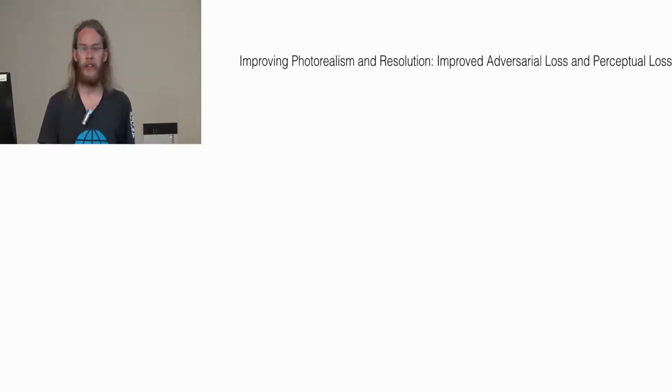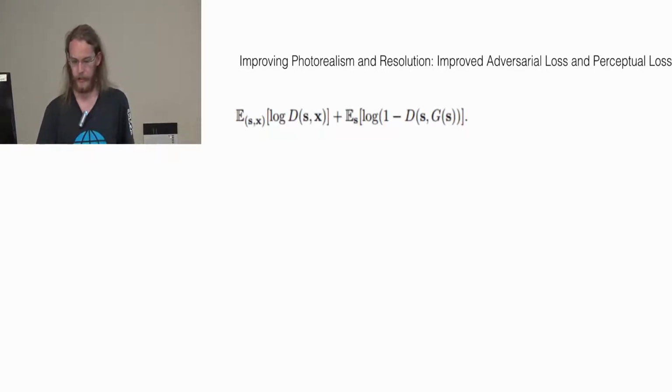Finally, in addition to the generator and discriminator architectures, we also have a change to the loss function. This is the traditional GAN loss function that we've seen plenty of times before, the min-max game between the generator and the discriminator. So what is the S and what is X? Okay, S is the semantic label map, X is the ground truth image, and G of S is the synthesized image.